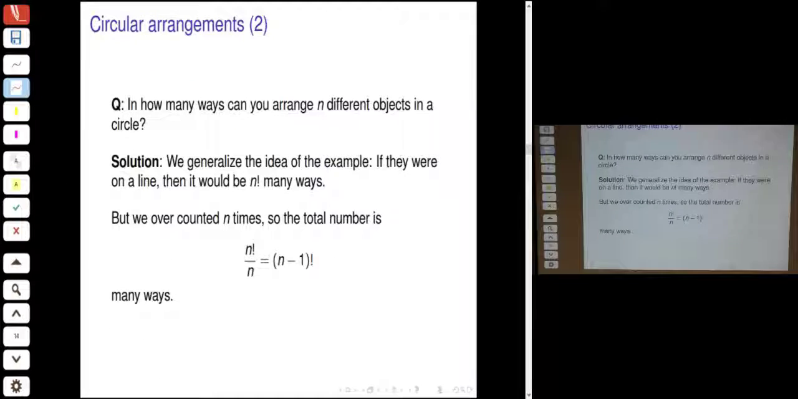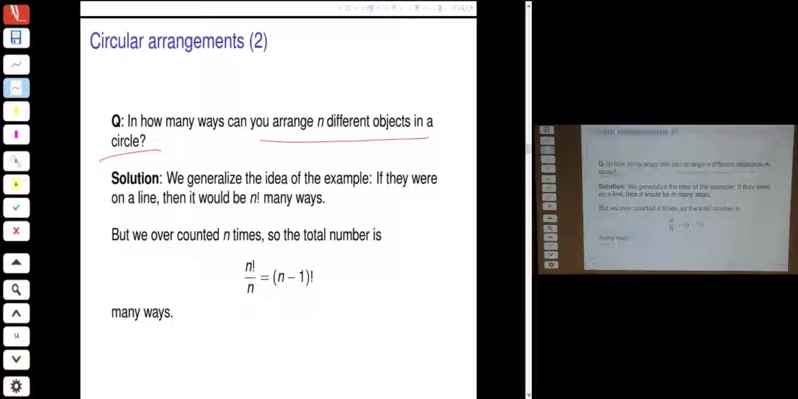Okay. So here is this argument deployed. How many ways can you arrange n different objects on a circle? We will do it in two ways. First of all, we will take a circular arrangement, and by clockwise rotation, we will see how many linear arrangements it leads to.